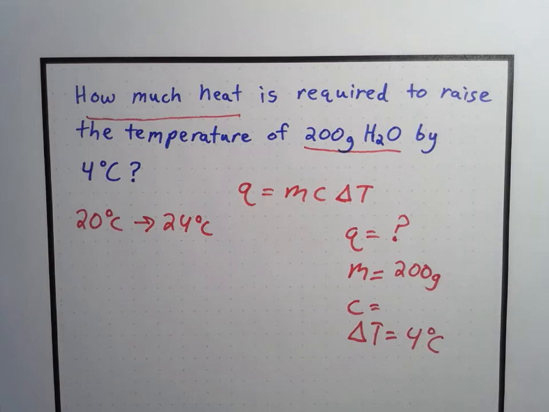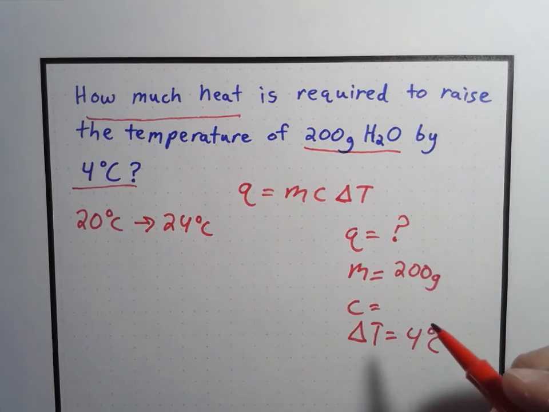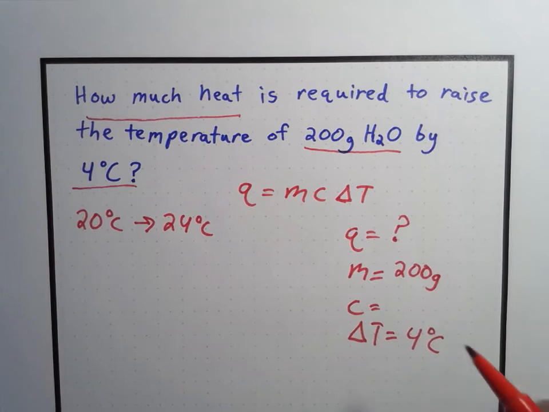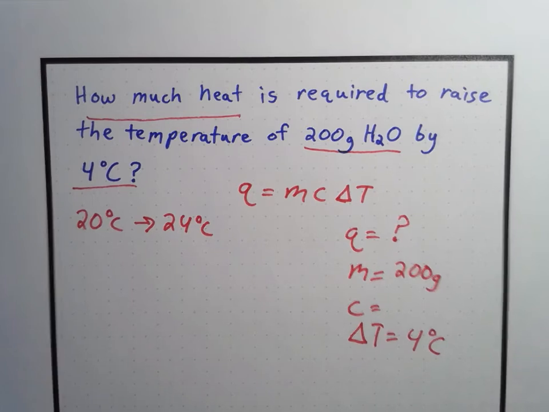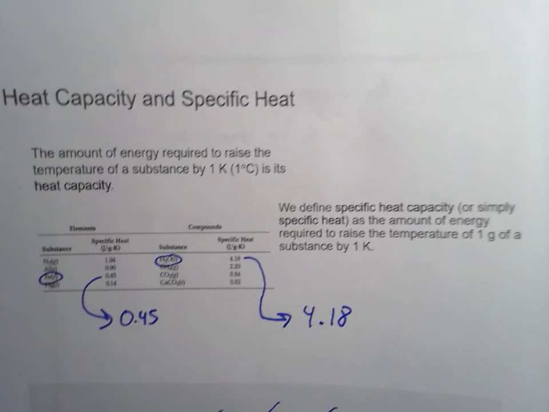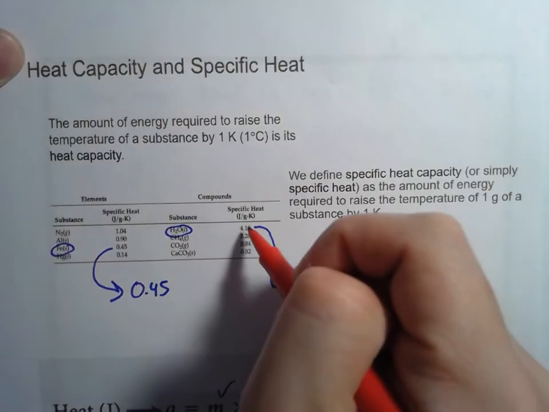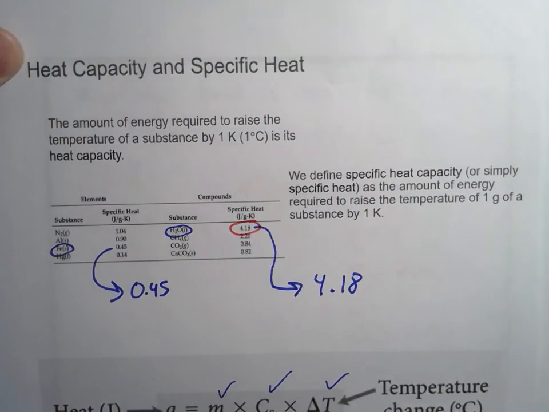In this case, they just said, hey, guess what? The temperature went up by 4. Now, I don't have the C value here, the specific heat, and there's a reason for that. This is water, and this is just a specific heat value you're going to have to get very comfortable with. And if we look back at the problem on the previous page, we can see the specific heat here of 4.18.